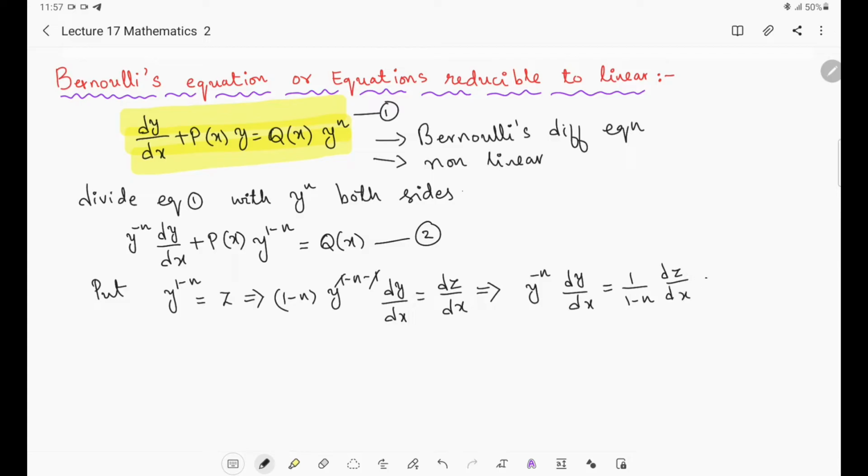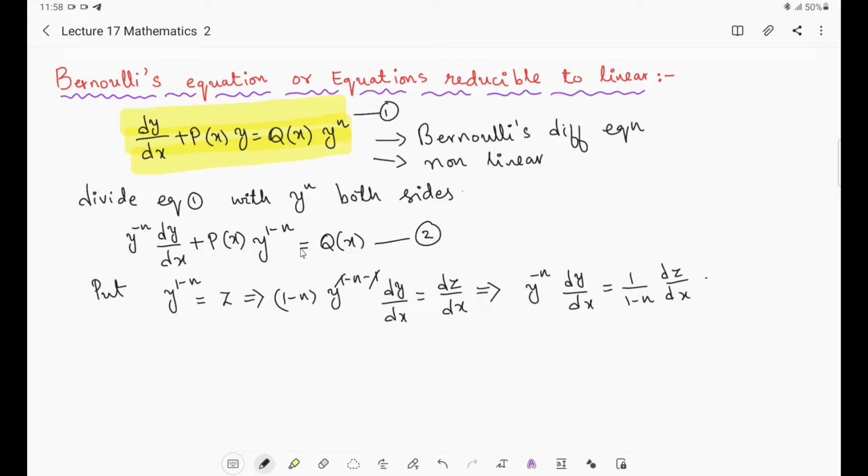dx, right. So, what we are doing here, because this term should be removed, y power 1 minus n I am taking as z, then differentiate this. When we differentiate this, y power 1 minus n derivative is 1 minus n y power 1 minus n minus 1, and derivative of y is dy by dx, and derivative of z is dz by dx. So, finally, we are getting y power minus n dy by dx equals to this 1 minus n will come here, 1 by 1 minus n into dz by dx as it is, right.